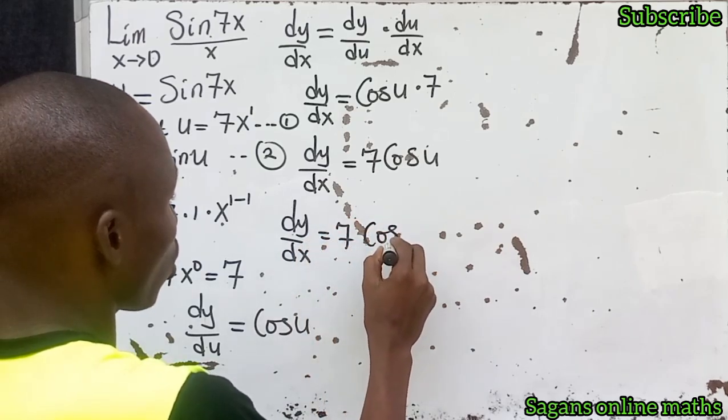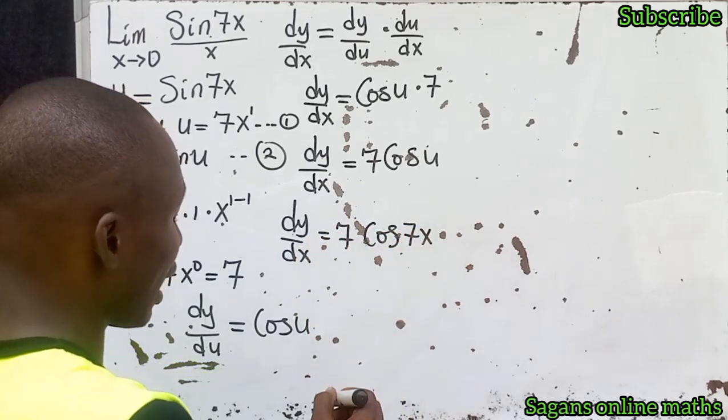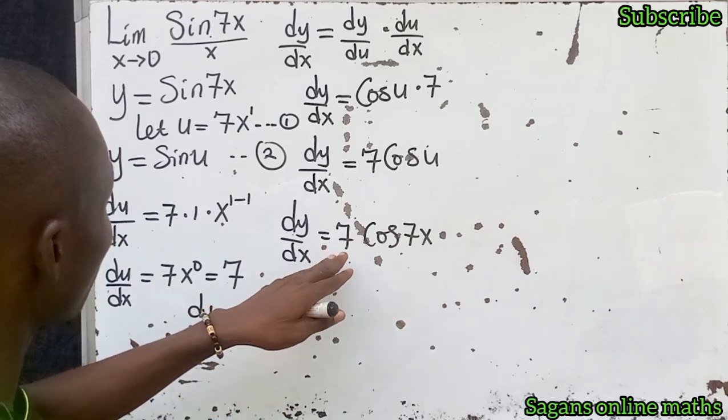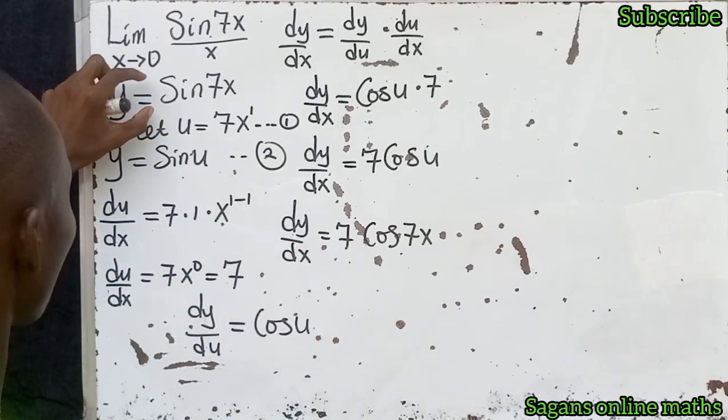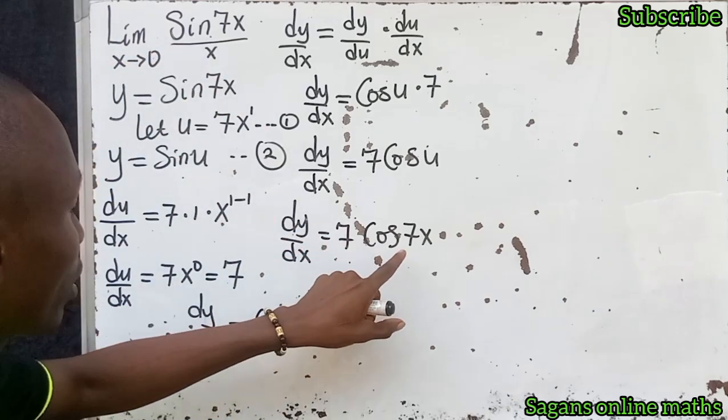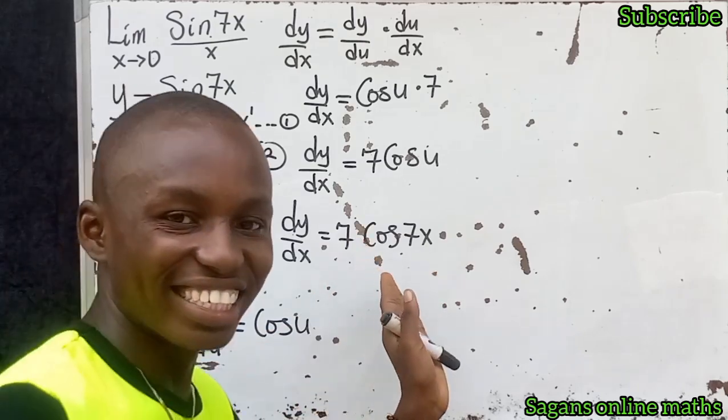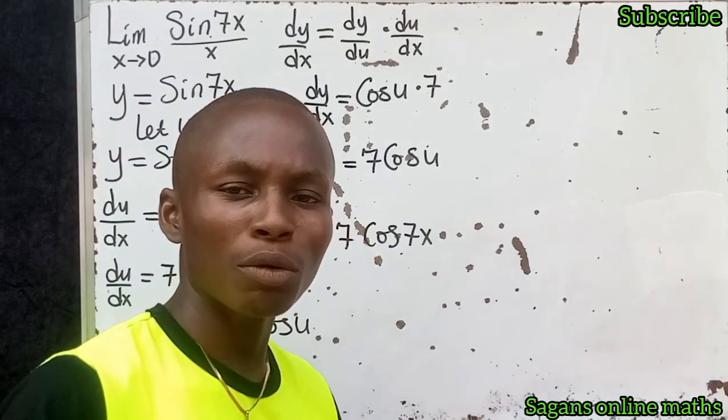7 cos 7x. Now this is the derivative. We already differentiated this function. So the derivative of sin 7x is just 7 cos 7x, right? Wow, this is amazing. Now what are we going to do?